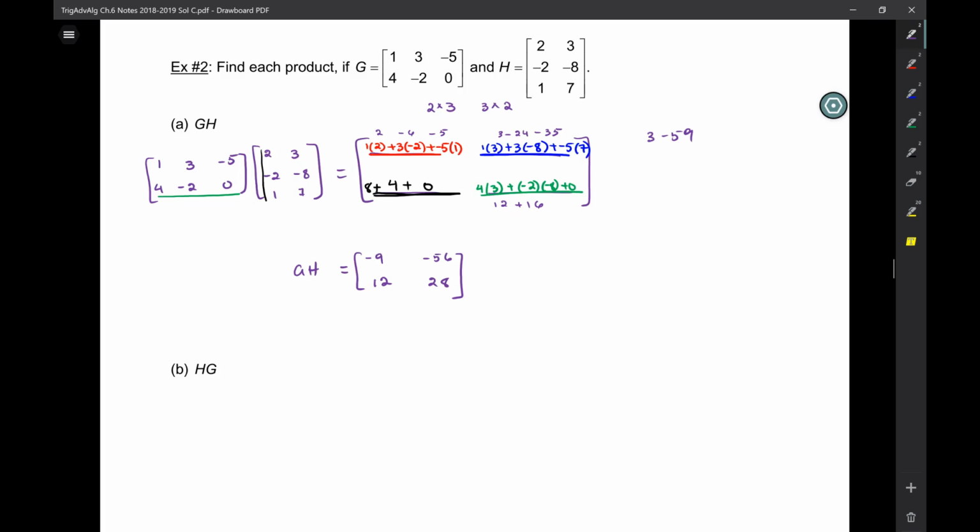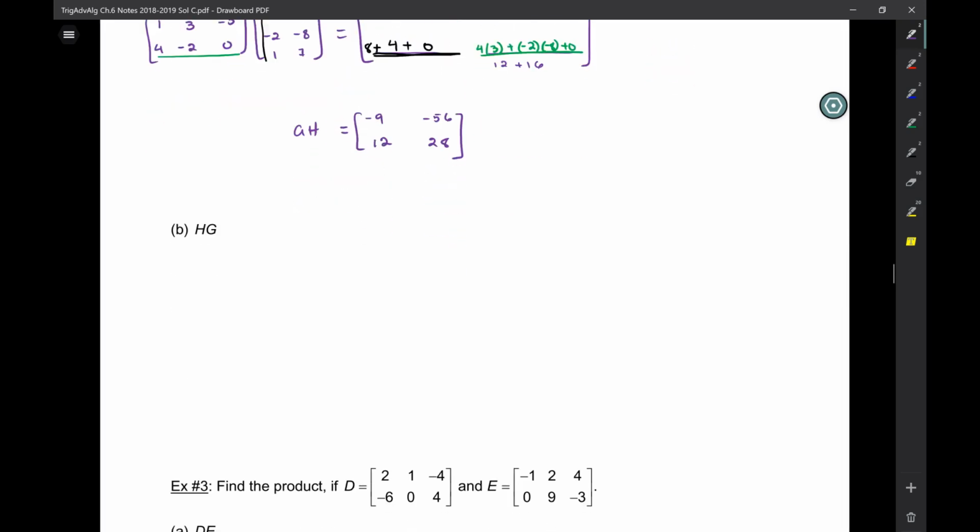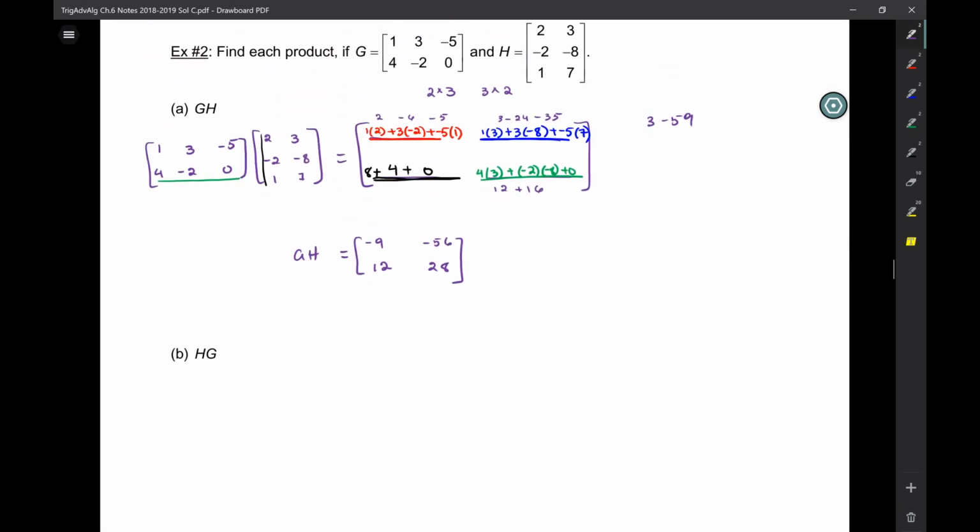I'm scared I'm going to get one thing wrong. Yeah, that's what happens. Okay, so next we're going to do HG. So let's write down HG. 2, 3, negative 2, negative 8, 1, 7. So look, we did GH, then we did HG. If these were numbers and we did 5 times 3 and 3 times 5, we'd get the same answer. But not for matrices.